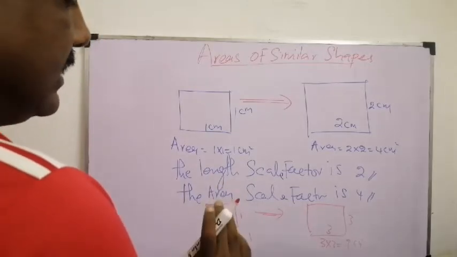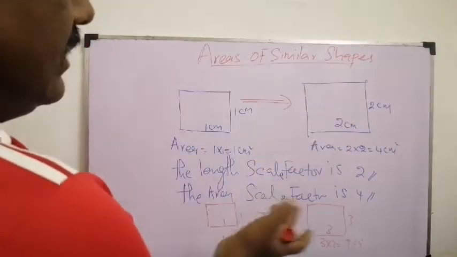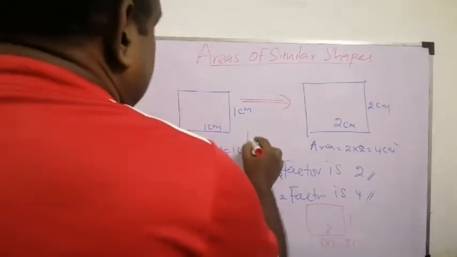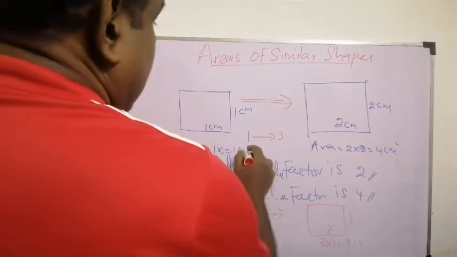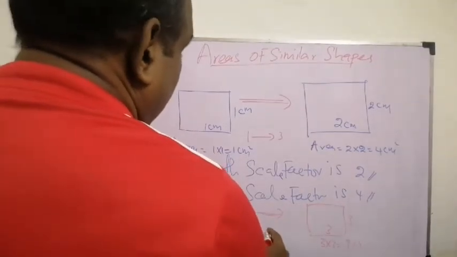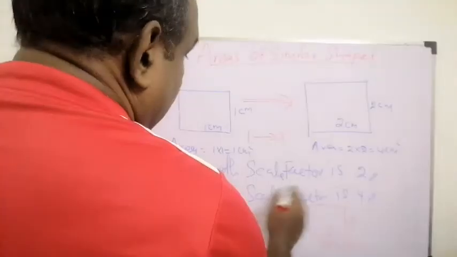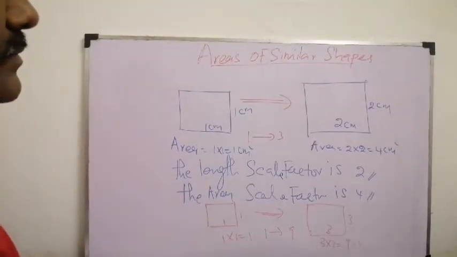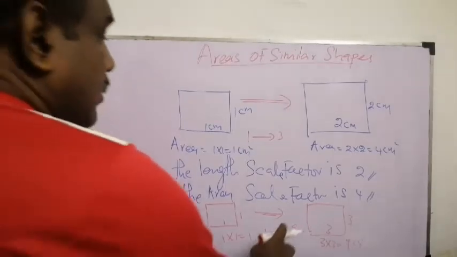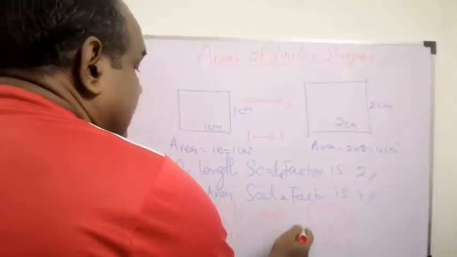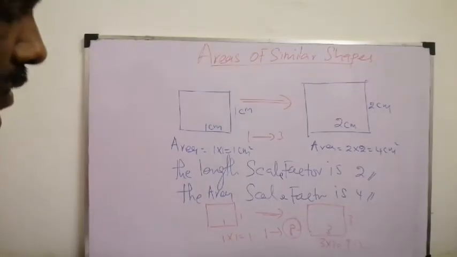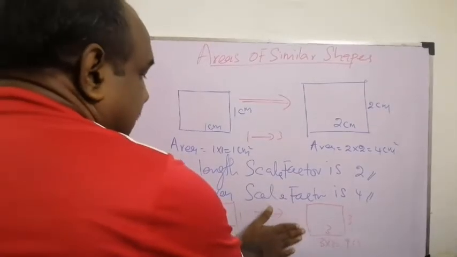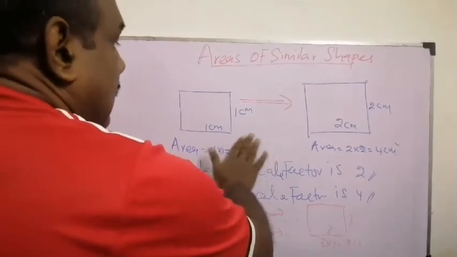Doubling the length increases the area 4 times, right? Tripling the length increases the area 9 times. 1 became 4. Here 1 is going to be 9 times, 8 more times increase, and becomes 9 times. So what actually does this mean? We have to come to the conclusion, right?